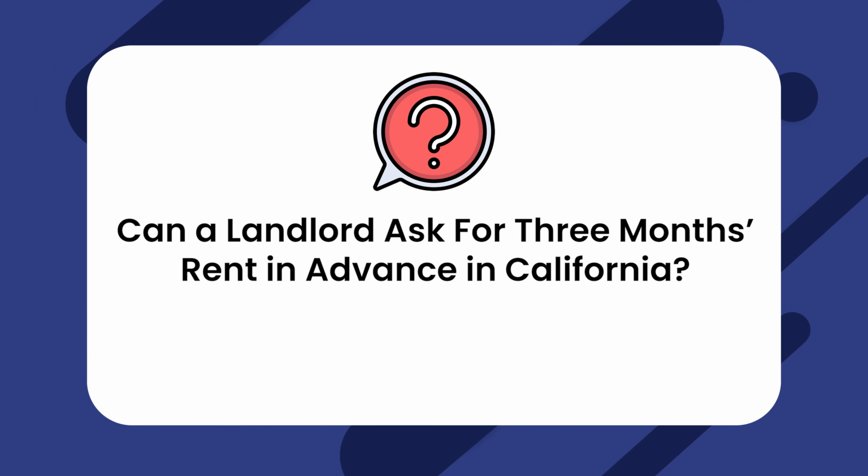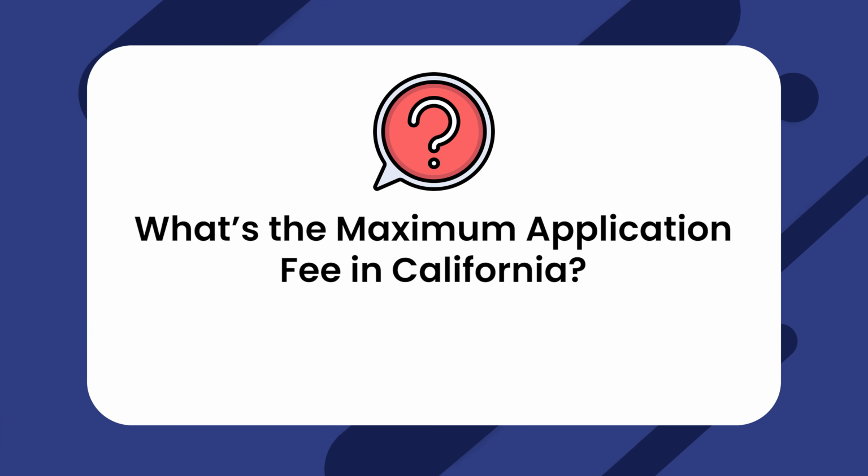Can a landlord ask for 3 months' rent in advance in California? And the answer is yes, but only for furnished properties. What's the maximum application fee in California? Now, as we stated earlier, as of the making of this video, it's $59.67 per applicant. You should have all the basics covered in the rental application forms in California.